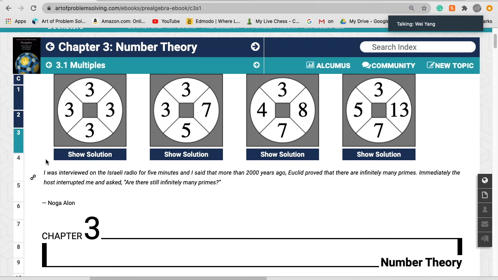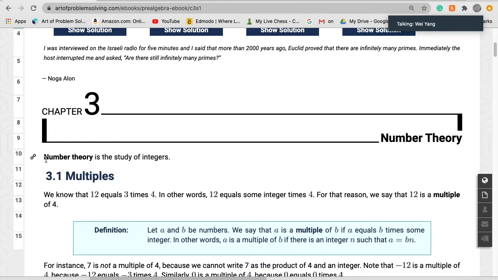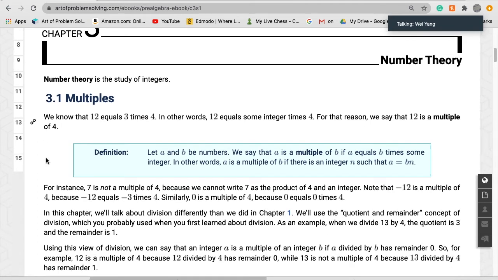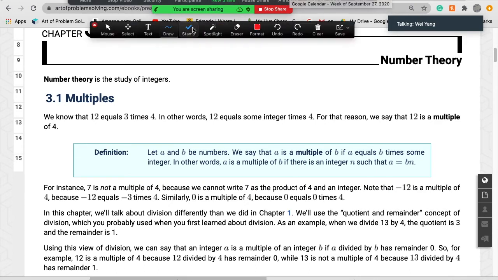Actually, you will use all the knowledge learned from this chapter in your whole life. You always use all the knowledge learned in this chapter. Let's say the first concept we need to learn here is called multiples.